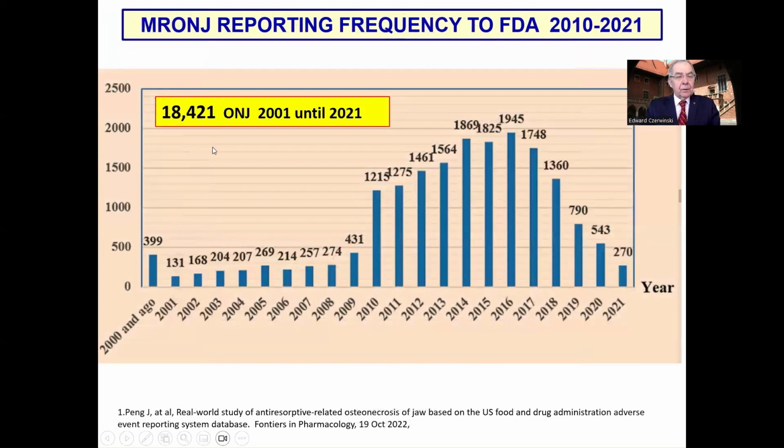A good message is also that in FDA reporting of ONJ, we see a very big number in 2015 or 16, around 2000, and now it is almost 10 times less in 2021. So I mean that prevention works.